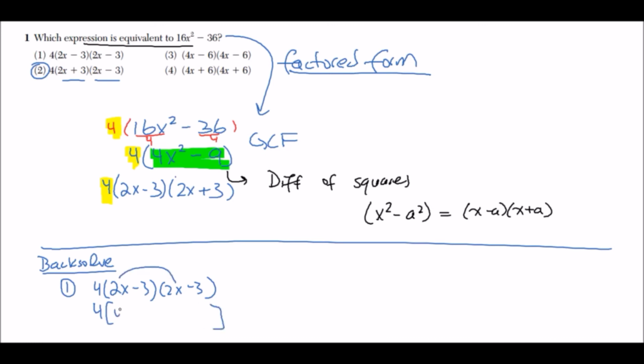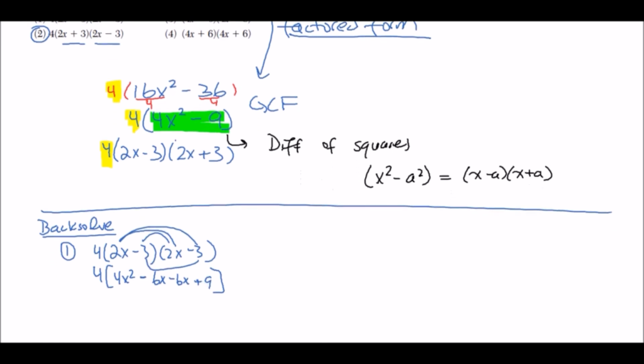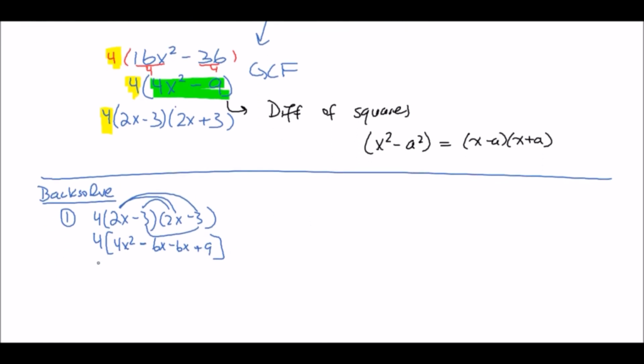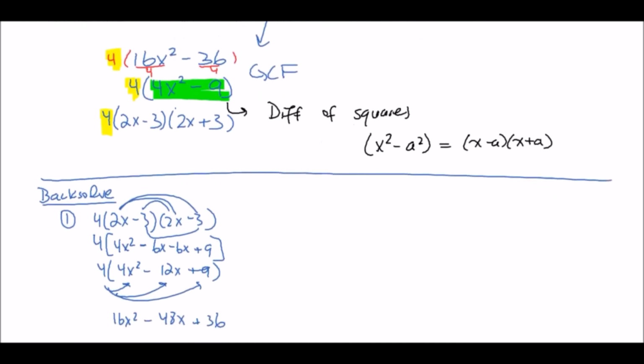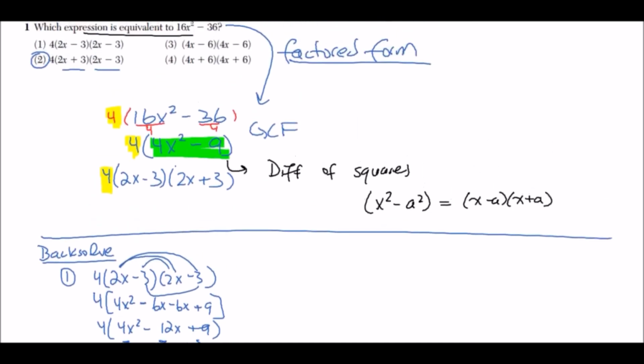So I would do 2x times 2x, which is 4x squared, minus 6x, minus 6x, and then plus 9. And then combine the inside, 4x squared minus 12x plus 9, and distribute the 4, and you will find that you get 16x squared minus 48x plus 36, which is not the same thing as our original answer. So we know it wouldn't be choice number 1.